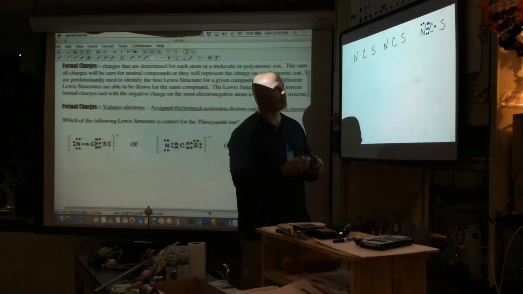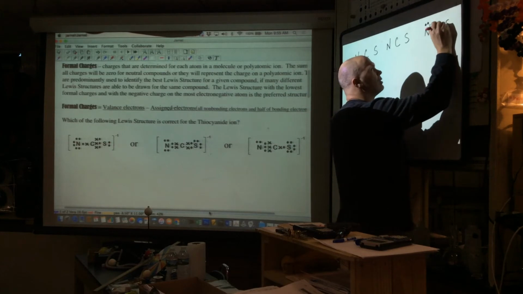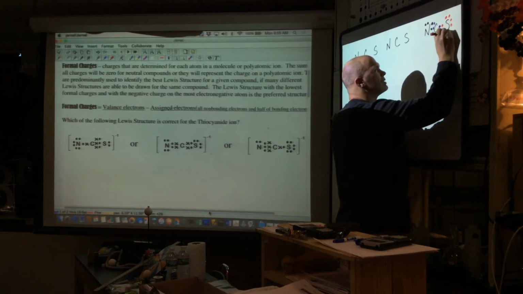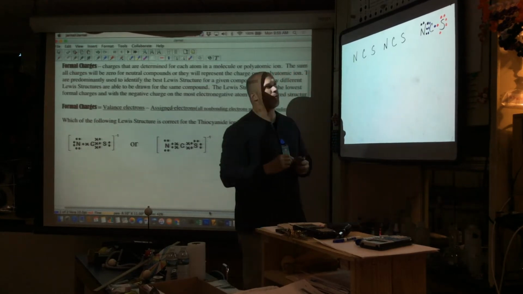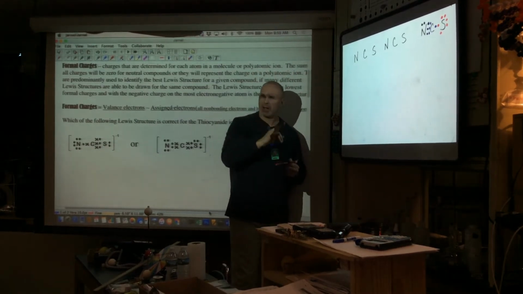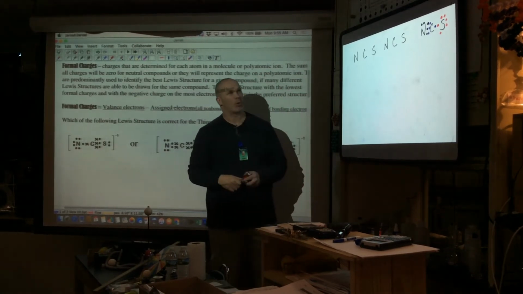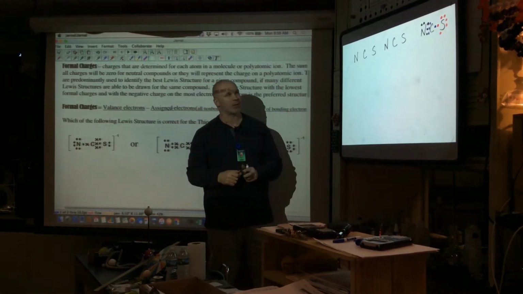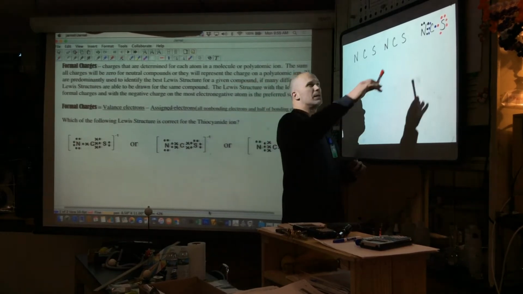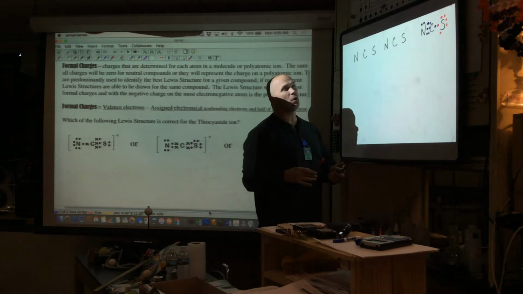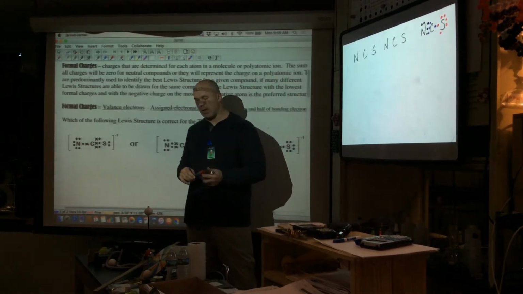Sulfur is going to have one, two, three, four, five, and six. Now, every element in my drawing, and that's what it is, a drawing, a hypothesis of what this possibly looks like. I just threw out the valence electrons, and you notice that the nitrogen by sharing electrons has 8, the carbon by sharing has 8, and the sulfur by sharing has 7.